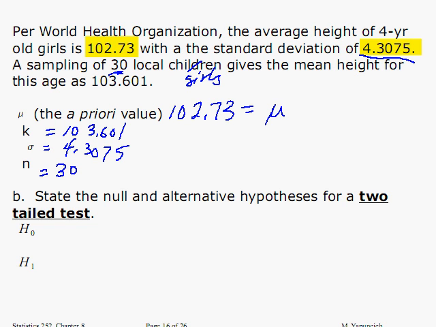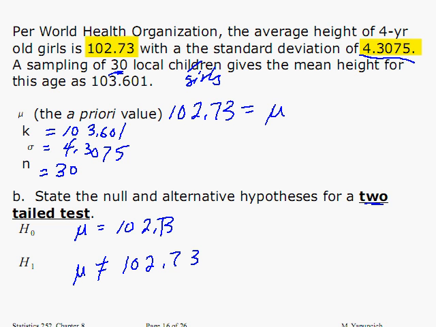So there's all your data, and that's what you would write down, or something similar, of course, to the first question in that homework. Now, we're going to do a two-tail test. So this question says, state the null hypothesis. The null hypothesis says that nothing changed. The average is still the same as what was originally presented, 102.73 in this case.